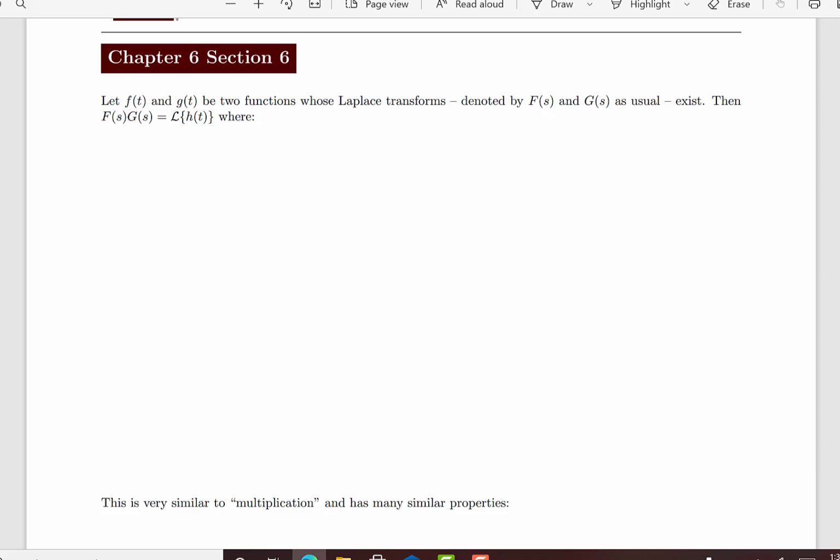In this video, I'm going to introduce the convolution of two functions, which is a way to combine two functions to get a new function. So let me just go ahead and tell you what it is. Let f and g be two functions that have Laplace transforms, and as usual, F of s is going to denote the Laplace transform of f, and G of s is going to denote the Laplace transform of g.